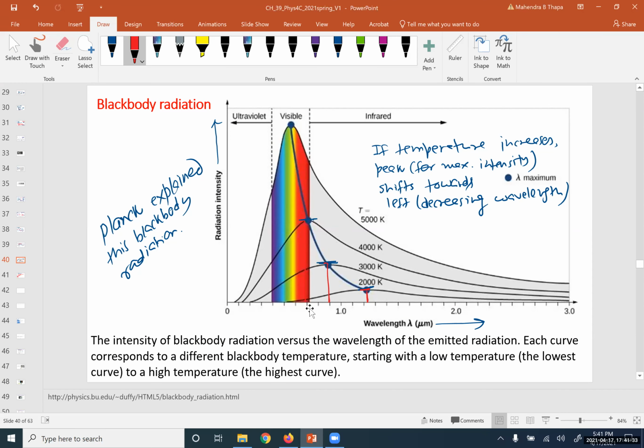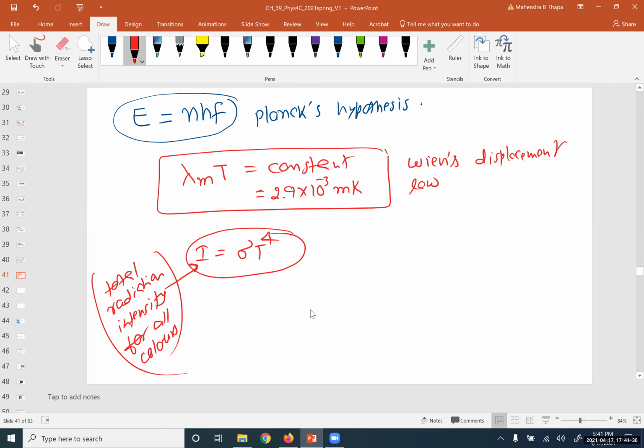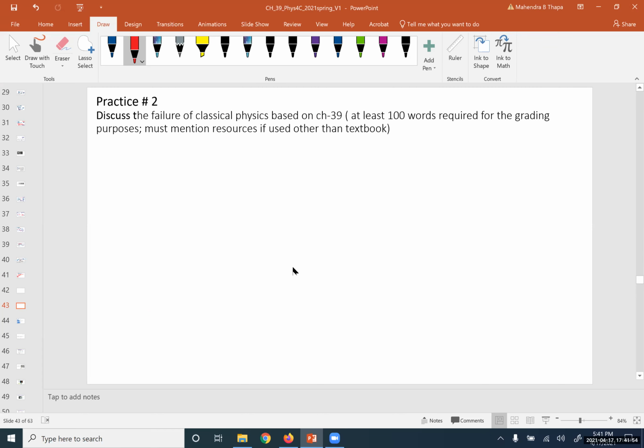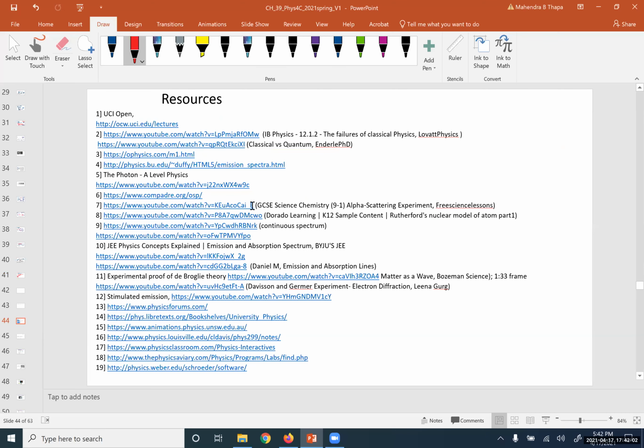If you understand up to this point, these are not purely quantum, not purely classical mechanics. We are in a semi phase, a half kind of thing. So we can discuss the failure of classical physics. And there are some resources you can watch and read. A lot of very good resources are over here, so you can go over them if you want to go into more detail. Okay, thank you.